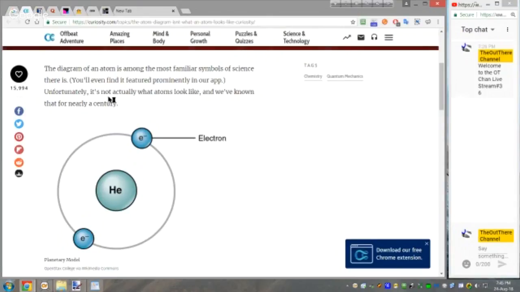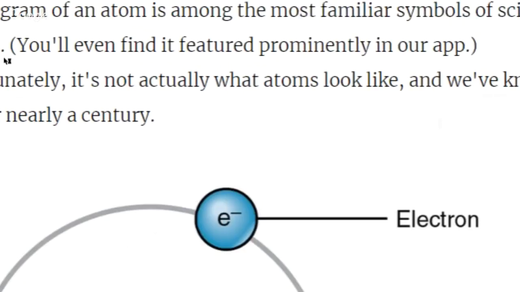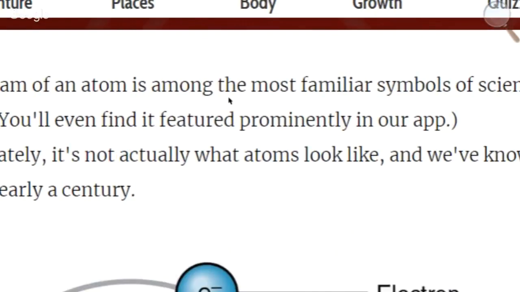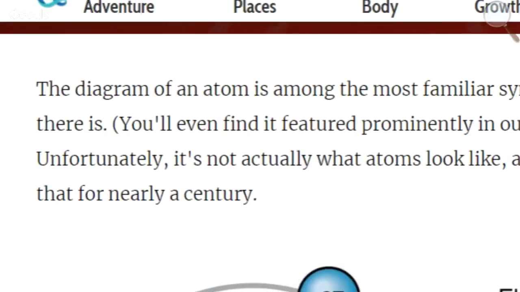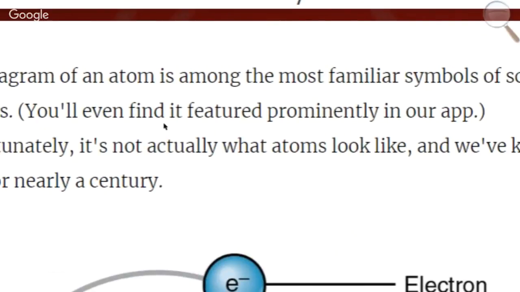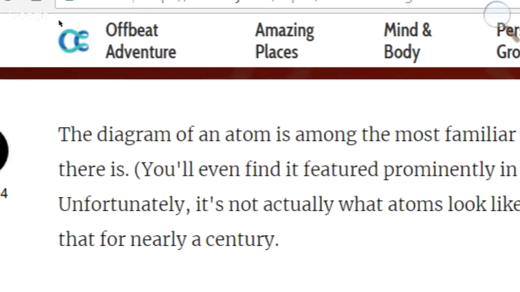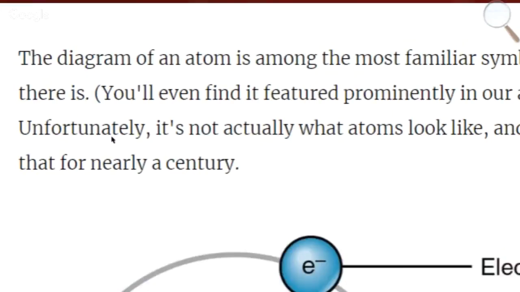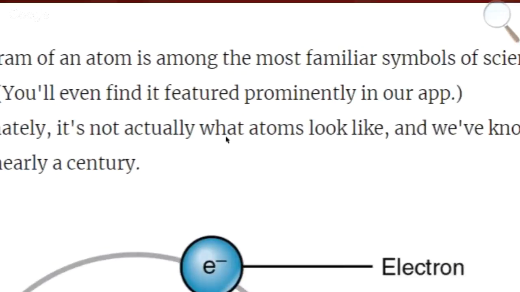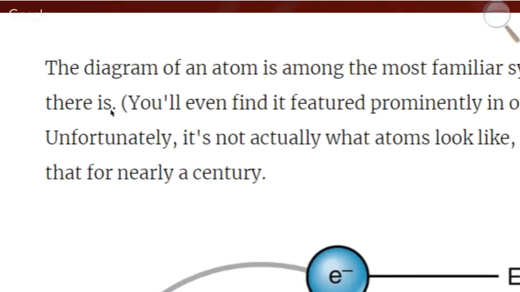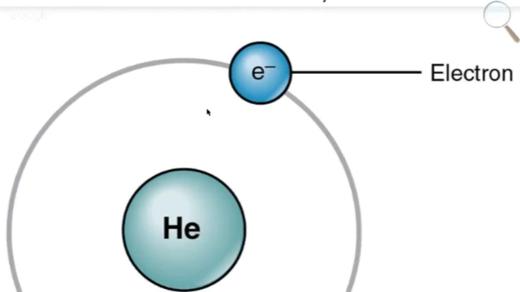So as it says here, we'll do some reading out. The diagram of an atom is among the most familiar symbols of science there is. You even find it featured prominently in our app. I suppose, what is it, BBC or something, American. Unfortunately, it's not actually what atoms look like, and we've known that for nearly a century.